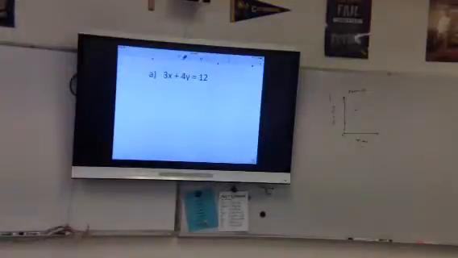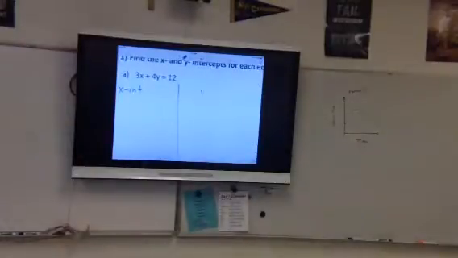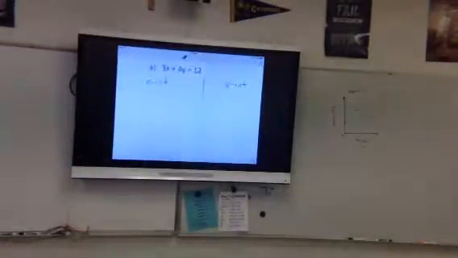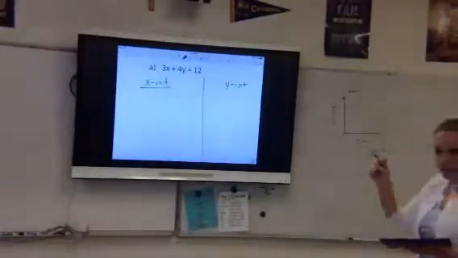So the first way, I'm going to write down x-intercept, and I'm going to draw a separation here because we're also going to do the y-intercept. So for the x-intercept, what do we know is the rule? We just put it above. What's the rule for the x-intercept?